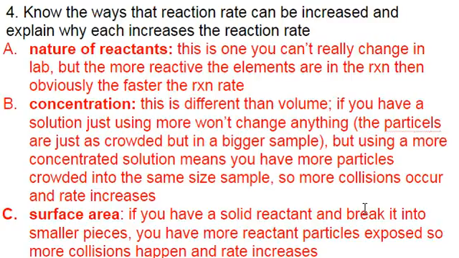Objective 4 says, know the ways that reaction rate can be increased and explain why each increases the reaction rate. So here's the specific ways to do it. The first one is what's known as the nature of the reactants. This one you really can't change in the lab. If you're told you have to react A with B, you don't really get a choice about it.